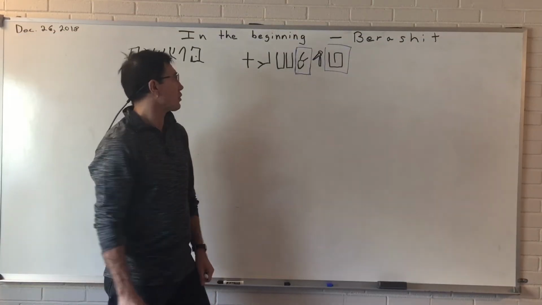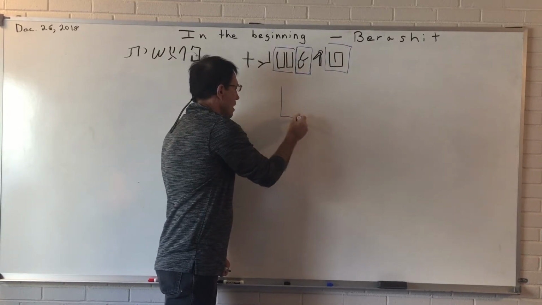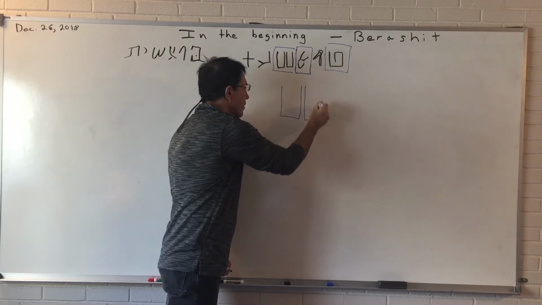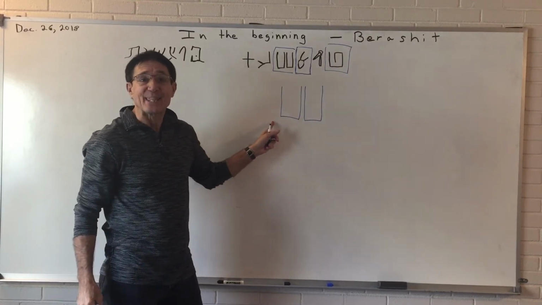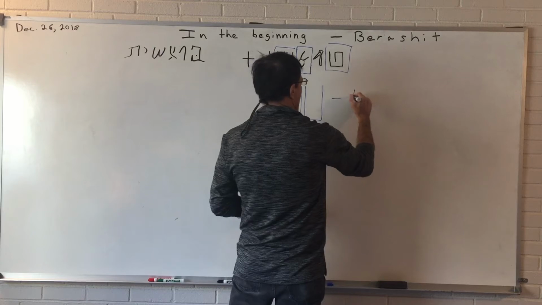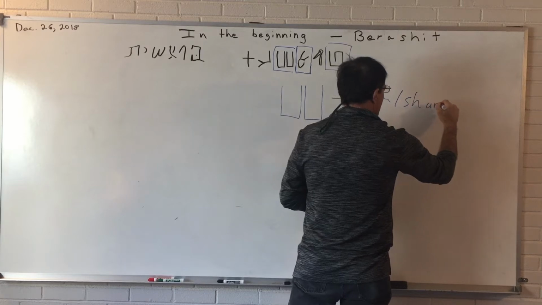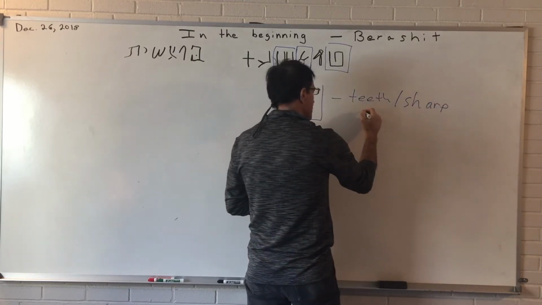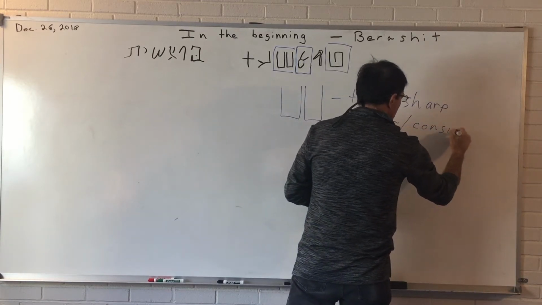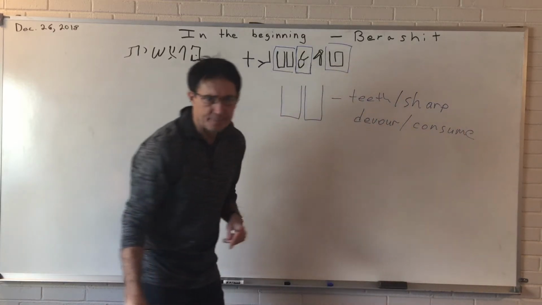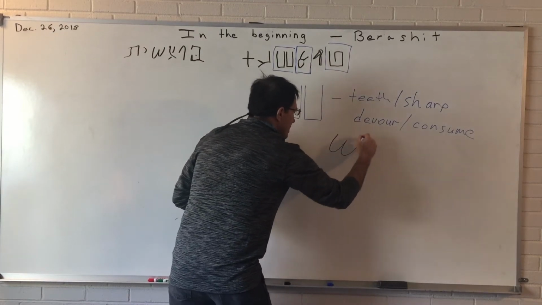Our next character for consideration is the Hebrew shin. Our Hebrew shin, and the pictograph is that. And what are we looking at? But teeth. Teeth. And teeth are sharp. And what do you do with your teeth? You devour. You consume. You eat. Okay. The modern Hebrew depicts it like this.